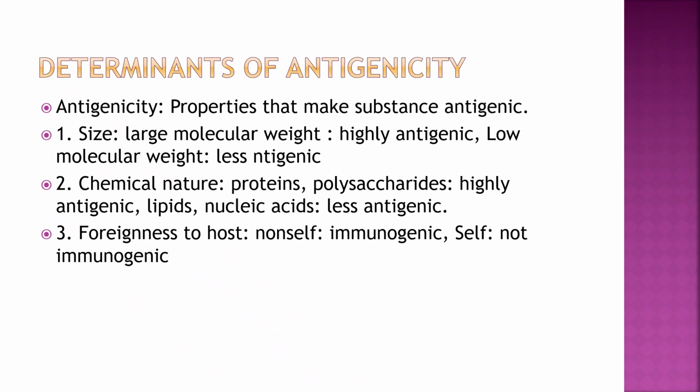Now we will see determinants of antigenicity. What is antigenicity? We already saw it is the property that makes a substance antigenic, that means it combines specifically with the antibodies. There are factors on which the substance becomes antigenic. First is size. Large molecular weight substances are highly antigenic, and low molecular weight substances are less antigenic. Then second is chemical nature. Proteins and polysaccharides are highly antigenic, and lipids and nucleic acids are less antigenic. Then third factor is foreignness to host. Non-self is immunogenic. Self is mostly not immunogenic.